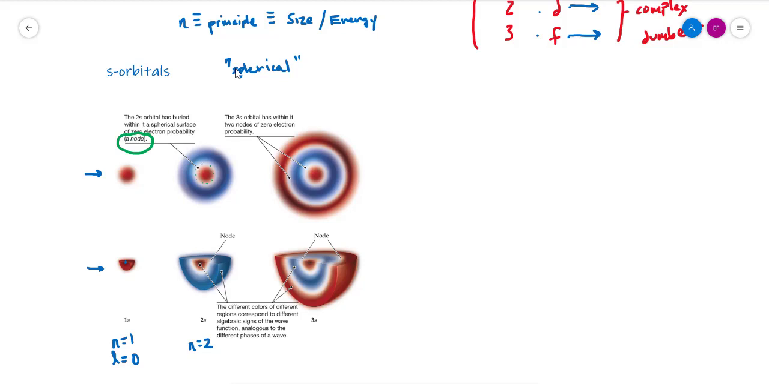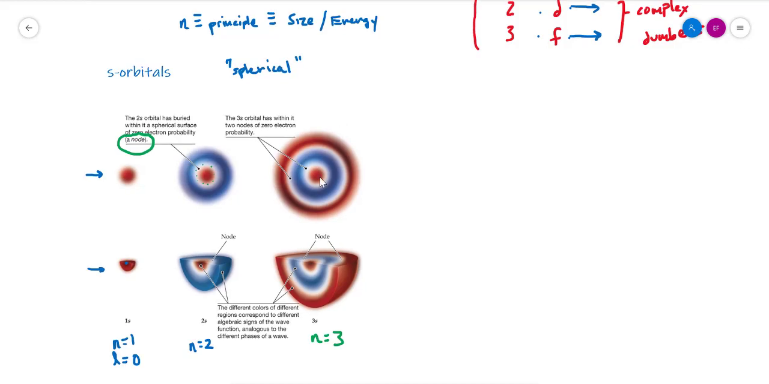Nodes are really important because you'll see that the more nodes an orbital has, the higher energy it has to exist. So this n equals 3 option here, you can see that the 3s orbital has 2 nodes of 0 electron probability inside of it. And so this is what the actual 3s orbital would look like as a probability function.